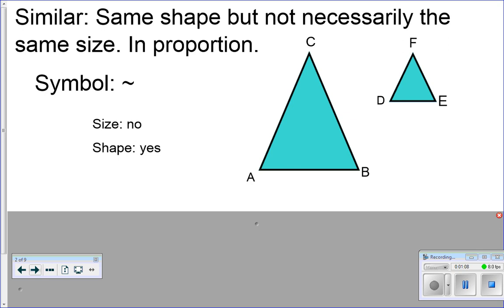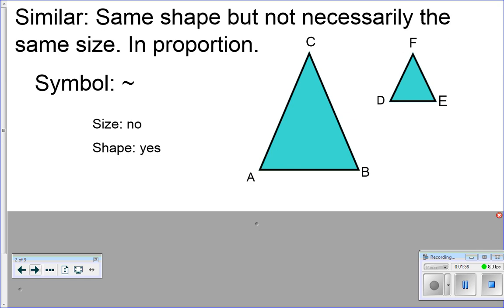So similar means the same shape, okay? But it doesn't always mean it's the same size. So today we're going to be dealing with shapes, and two of the same shapes that look like this. One's going to be smaller and one's most likely going to be just a little bigger. What we're going to do is find a missing side length. They're going to give us some side lengths of these figures, and there's going to be something that's missing, and we need to find out what it is.